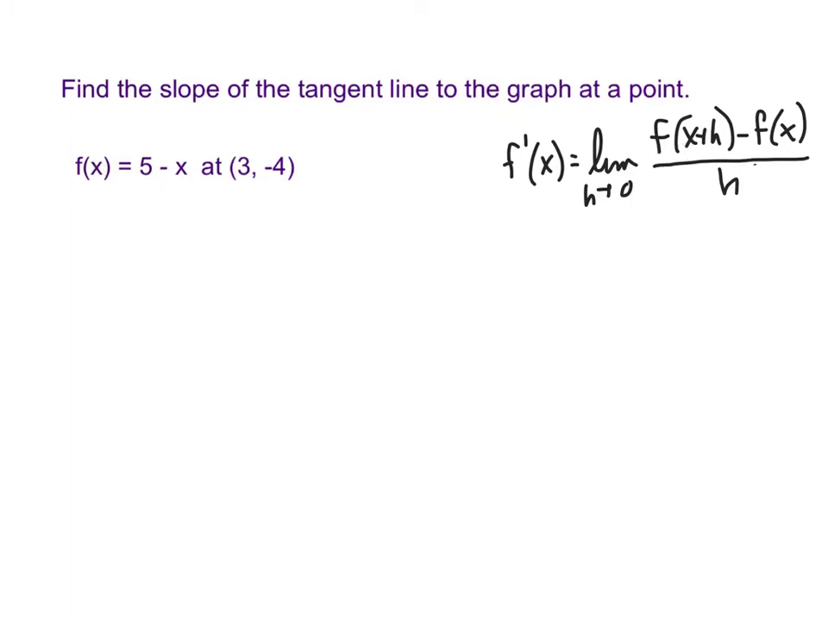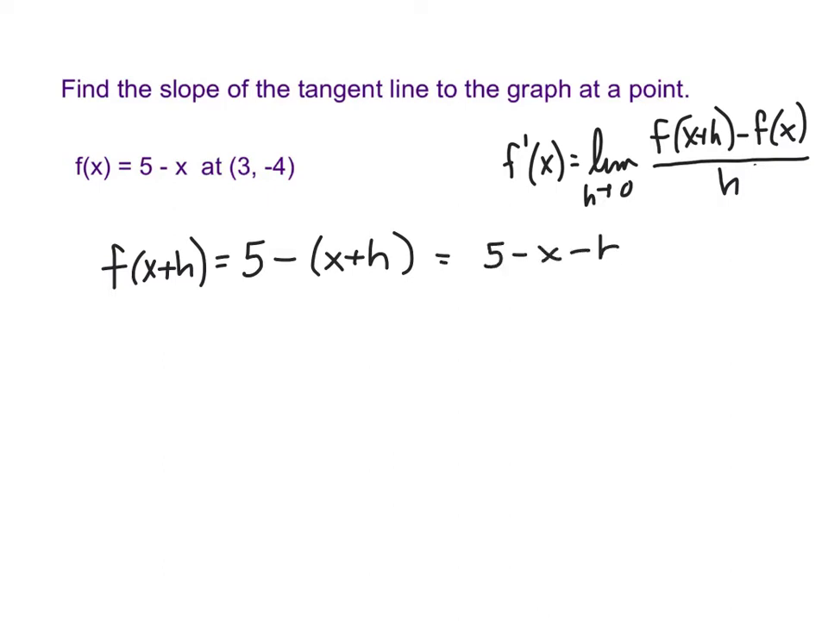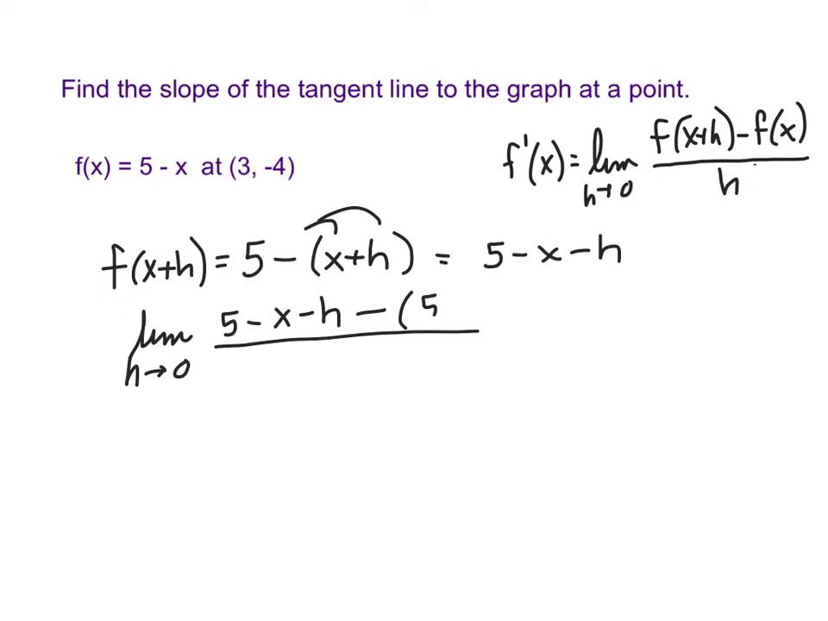We need to find f of x plus h. So I'm going to write that over here. F of x plus h is equal to 5 minus, and then instead of the x, I'm going to replace it with what's inside the parentheses, x plus h. So simplifying, I would have 5 minus x minus h, right, because you're going to distribute the negative. So let's fill in the parts. So I have the limit as h approaches 0 of f of x plus h, which is 5 minus x minus h, minus the function f of x, which is 5 minus x, all over h.